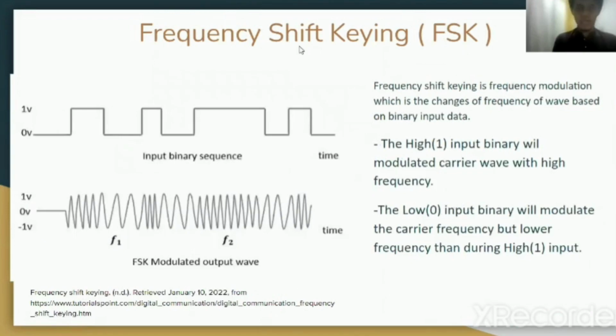In the case of frequency shifting, it is basically frequency modulation. Whenever the input bit is high, the signal will be modulated with the higher frequency. This is how the signal looks when modulated with higher frequency. And whenever the input is low, it will be modulated with lower frequency, and this is the form of the signal when modulated with the lower frequency.